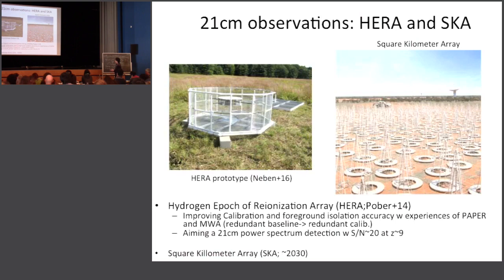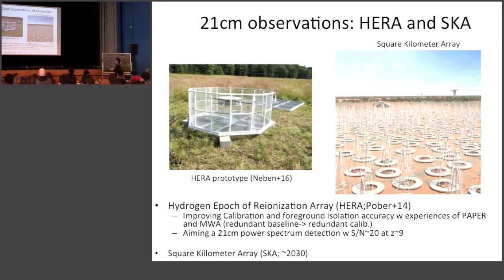So the HERA project is not as big as the SKA, but it has new technology, having redundant baselines that allow redundant calibration, and allowing foreground contribution much lower than the present MWA or PAPER experiments. They are expecting to detect the 21 centimeter power spectrum with a signal to noise ratio of 20 from the neutral hydrogen at redshift 9. So that is exciting.